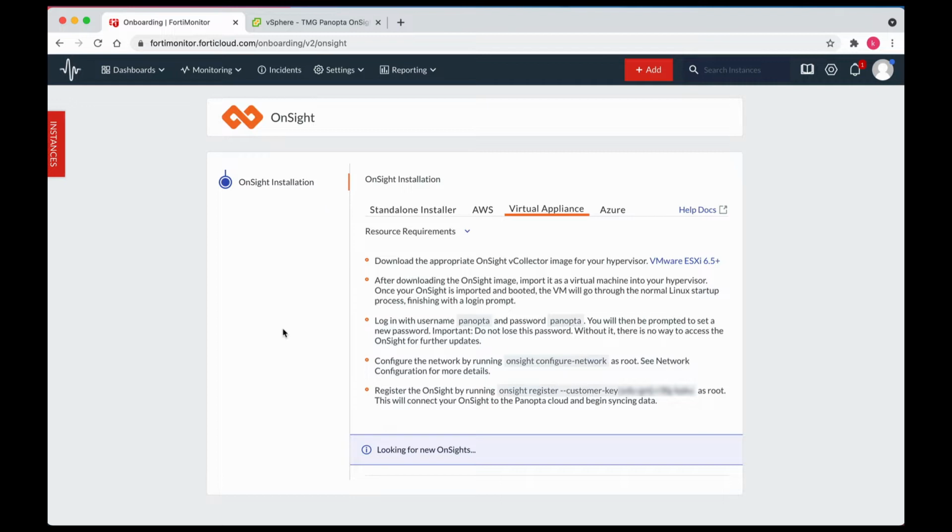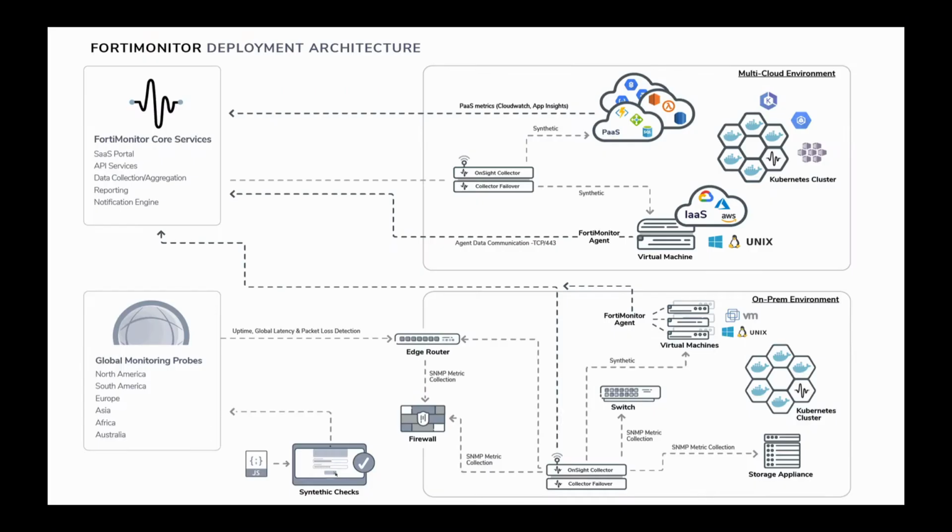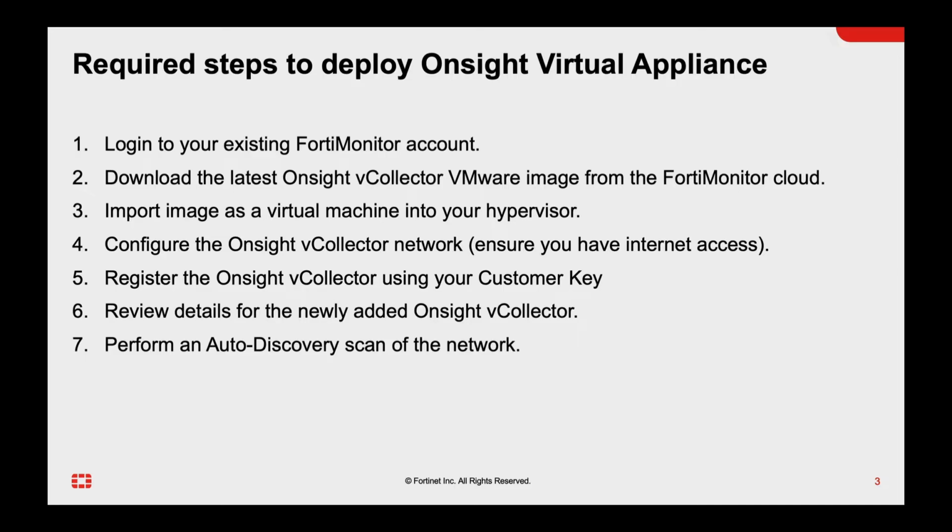In today's video, I will walk through a sample Onsight vCollector installation and perform an auto discovery scan of the network. Here is a diagram of the FortiMonitor deployment architecture. Onsight vCollectors can be deployed in the cloud or in the on-prem environment. In this video, I will deploy the VMware image of the Onsight vCollector into my on-prem vSphere environment.